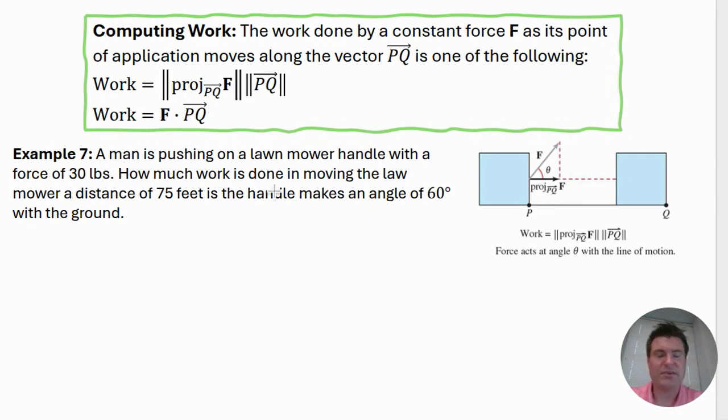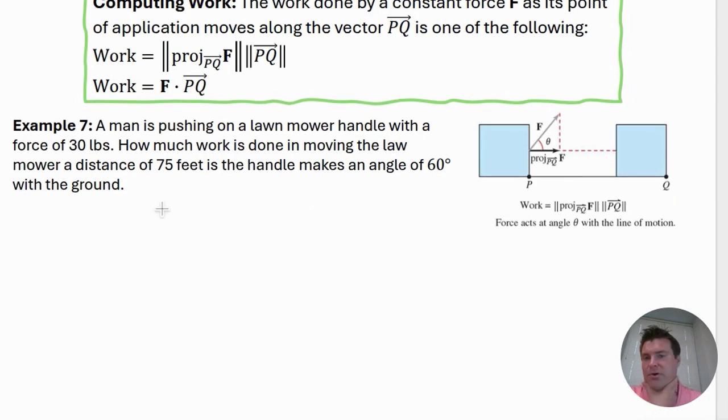So F is a vector, PQ is a vector. Let's go ahead and apply it right here. A man's pushing a lawnmower handle with a force of 30 pounds. How much work is done moving the lawnmower a distance of 75 feet? The handle makes an angle of 60 degrees with the ground.